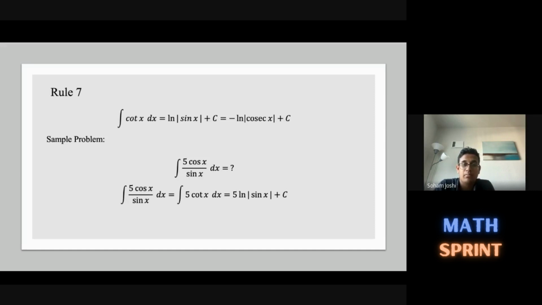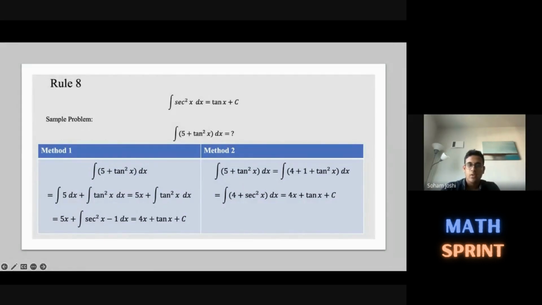A sample problem: we have to integrate 5 cos x divided by sin x. You should realize that cos x by sin x is cot x, which is equal to 1 by tan x. 5 is a constant, so when we integrate, we finally obtain 5 ln|sin x| + c.